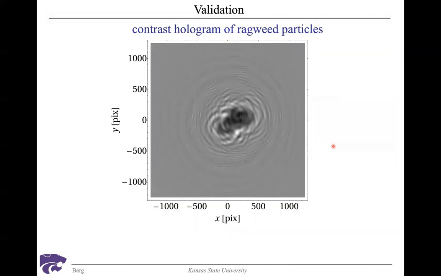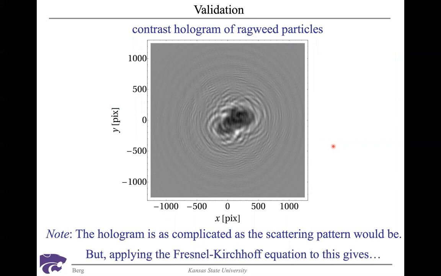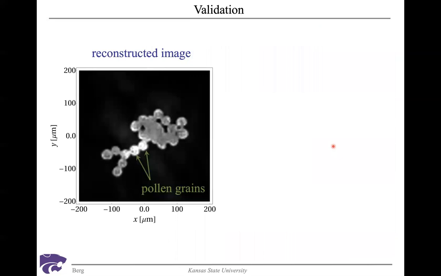Here's an example of the contrast hologram from ragweed particles. I'll just note that this is about as complicated as the light scattering pattern itself would be from such particles. But anyways, if we drop this in the Fresnel-Kirchhoff diffraction integral, we generate a nice silhouette-like image of the cluster of ragweed particles that were present during that measurement. You can see the individual particle grains here too.